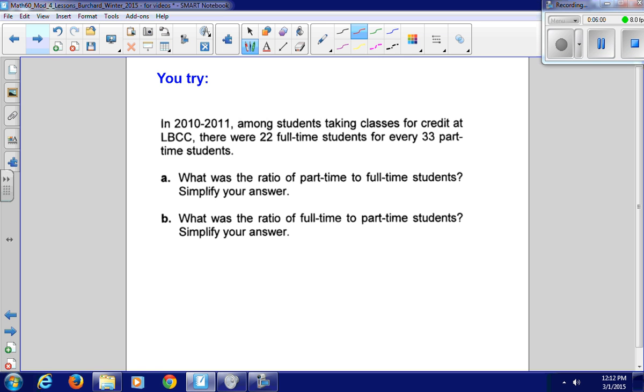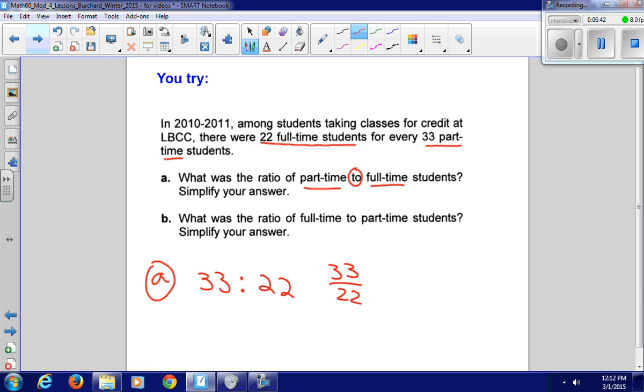So let's do this one together. A says, what was the ratio of part-time to full-time students? So we have part-time to full-time students. For A, part-time is 33, full-time is 22. So the ratio of part-time to full-time is 33 to 22, or written like this, 33 to 22.